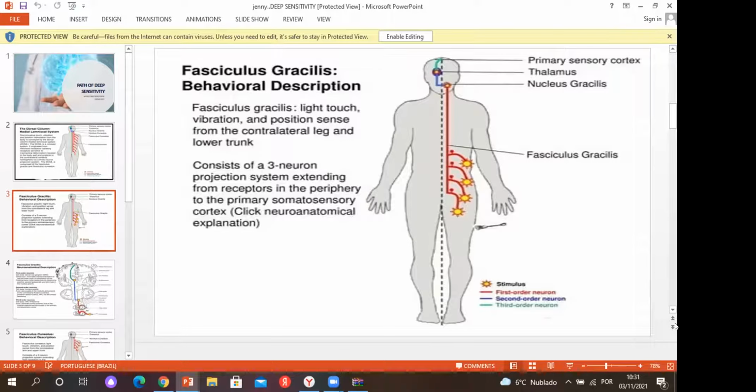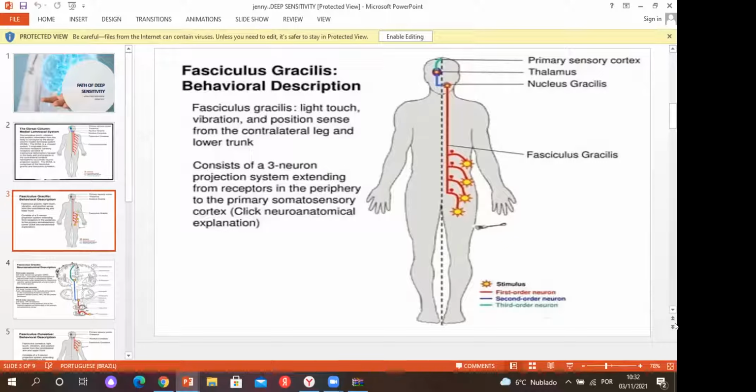So let's talk about the fasciculus gracilis first, the behavioral description of it. It conveys light touch, vibration, and position sense from the contralateral leg as well as the lower trunk. So it normally happens in the lower body. It consists of 3 neurons, which extend from the receptors in the periphery to the primary somatosensory cortex.